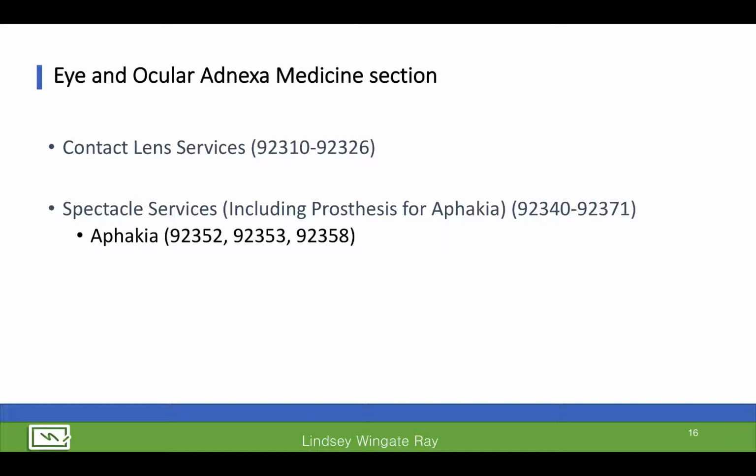Spectacle services, including prosthesis of aphakia, list fitting of spectacles. The medical definition of spectacles is lenses set in a frame that holds them in front of the eyes, used to correct errors of refraction or to protect the eyes. If that sounds like glasses, you are correct. Aphakia is absence of lens of the eye. A spectacle prosthesis may be inserted for aphakia: 92352, 92353, and 92358. Other codes in this section mention except for aphakia for lenses for glasses.